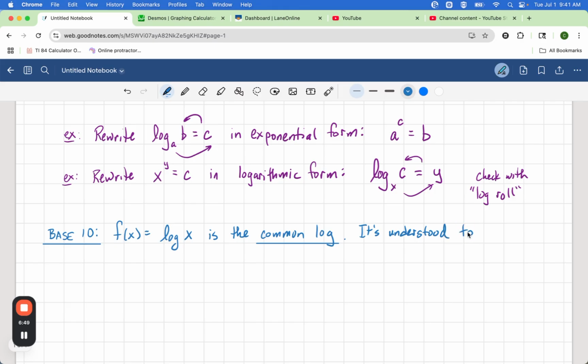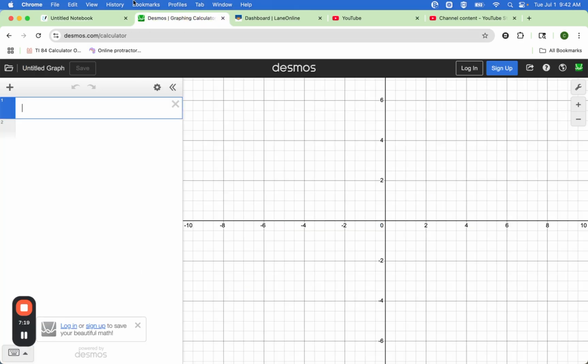to have a base of 10. Okay, so if I ask you to do log of 10,000, that is like log base 10 of 10,000. So what do you raise 10 to get 10,000? Well, 4. All right, just for kicks here, let's look at it on Desmos. If I do log of 10,000, it gives it to you right there. So Desmos is able to just figure out that log is log base 10, just like a calculator.